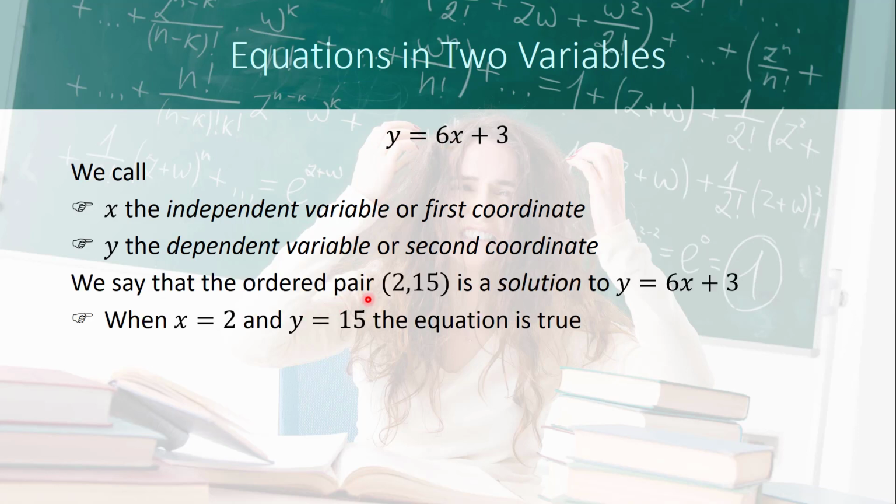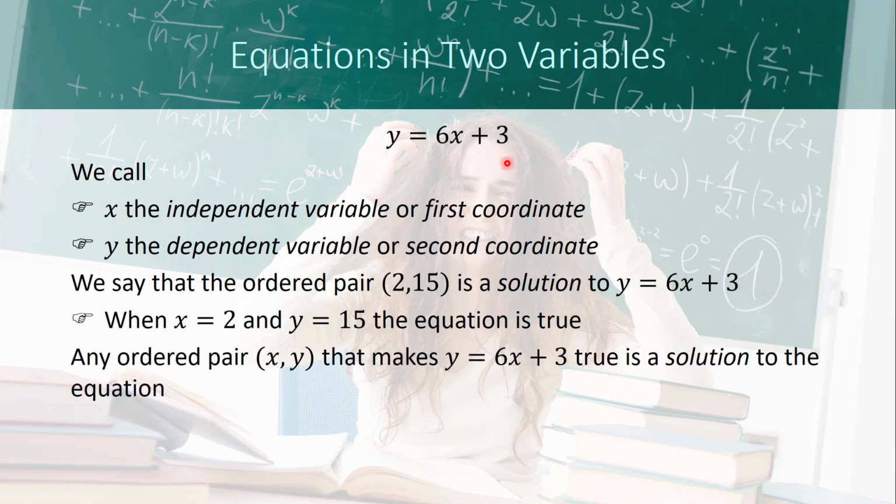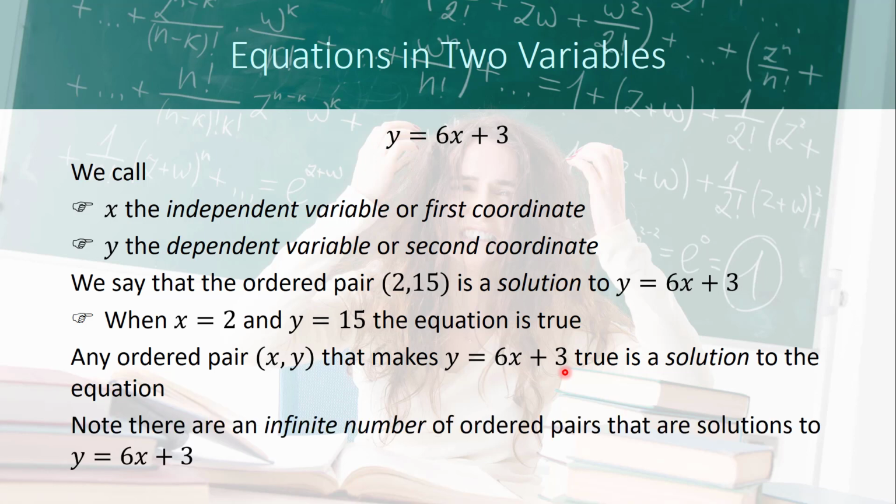So we say that the ordered pair (2, 15) is a solution to this equation because when x is equal to 2 and y is equal to 15, the equation is true. We'll get 15 over here and we'll get 15 over here. Any ordered pair that makes this equation true is called a solution to this equation. As you might notice, there are an infinite number of ordered pairs that are solutions to this particular equation. And if you plotted every single ordered pair, you would get a straight line.